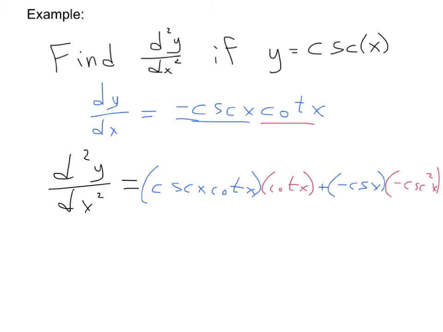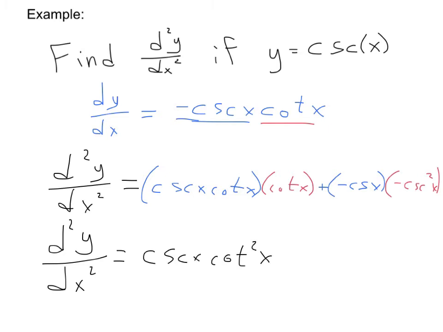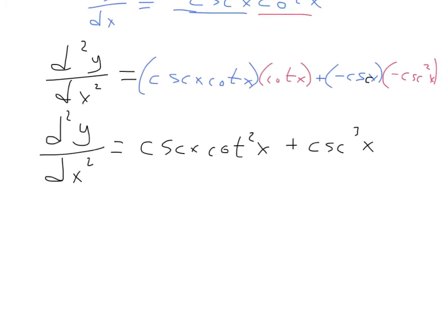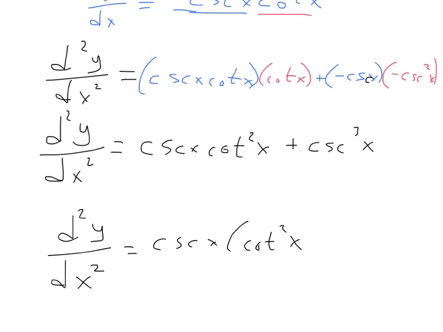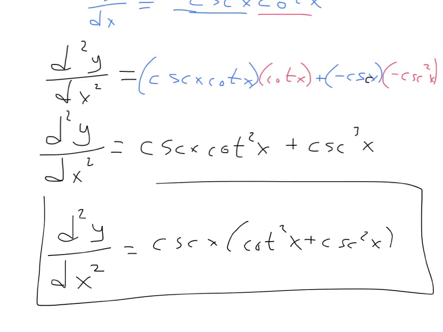And now all I have to do is go through and pretty this up a little bit. D squared y dx squared is cosecant x times cotangent squared x plus cosecant, I just realized I missed a c up there, cosecant cubed x. And if I wanted to simplify this thing, I could factor out, it looks like I can factor out a single cosecant x times cotangent squared x plus cosecant squared x. And that's my second derivative.